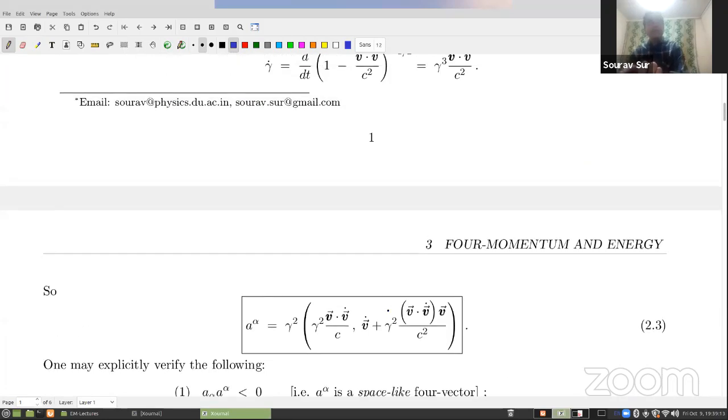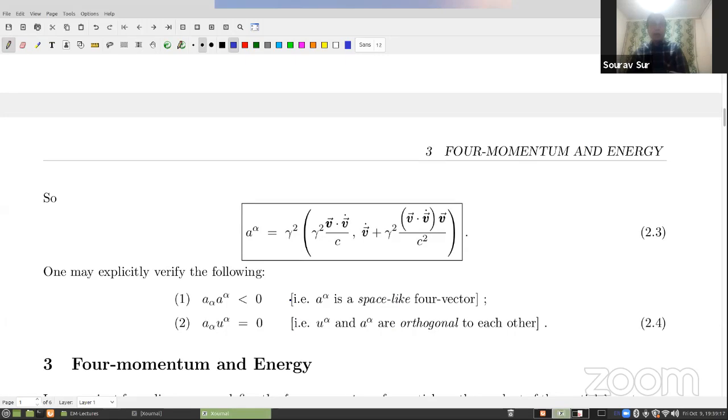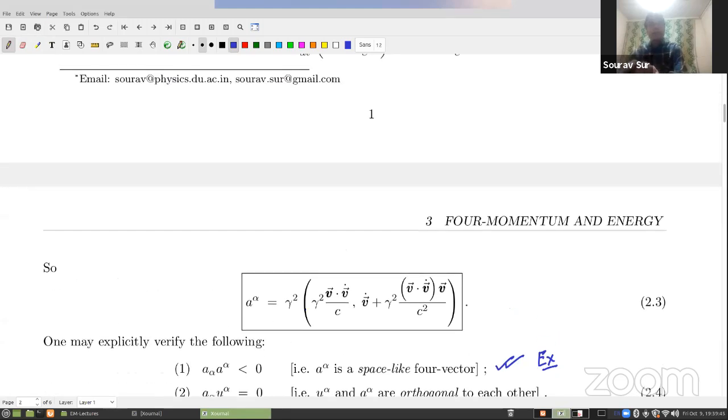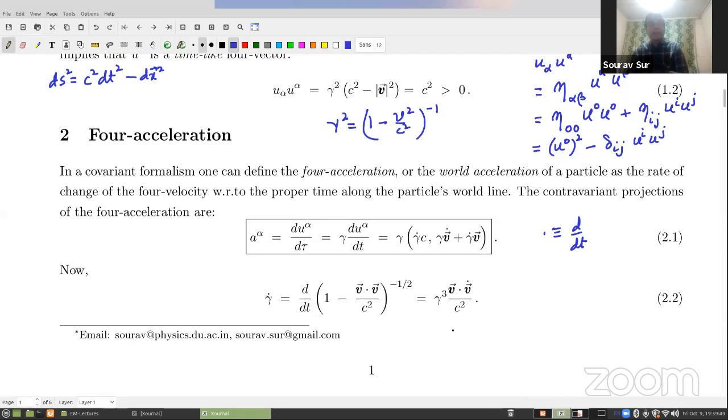And you can see for yourself, I'll ask you to verify this at home. This is your exercise. I'll put this in the worksheet. You have to prove this, that the norm of A alpha is negative. That is, A alpha is space-like. And the scalar product of A alpha with U alpha is 0. That can be readily proved. You don't need to use these expressions.